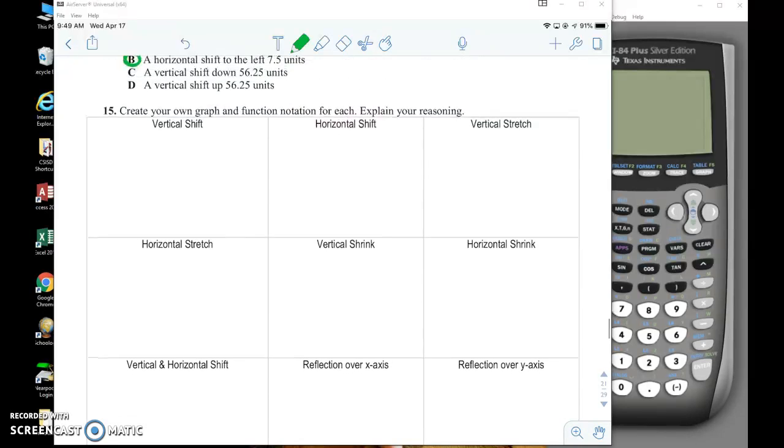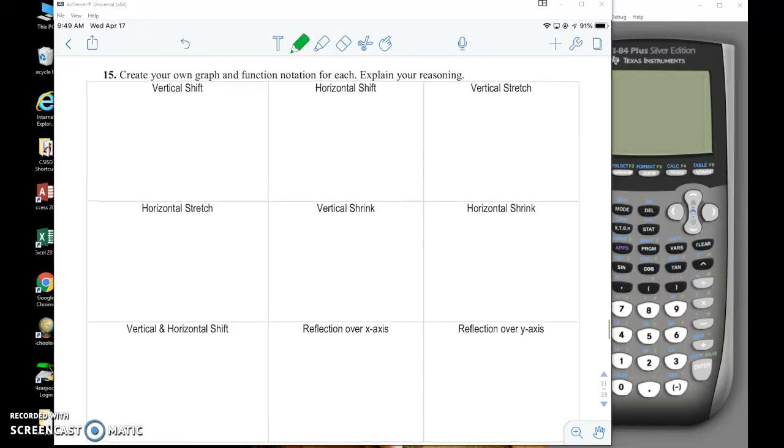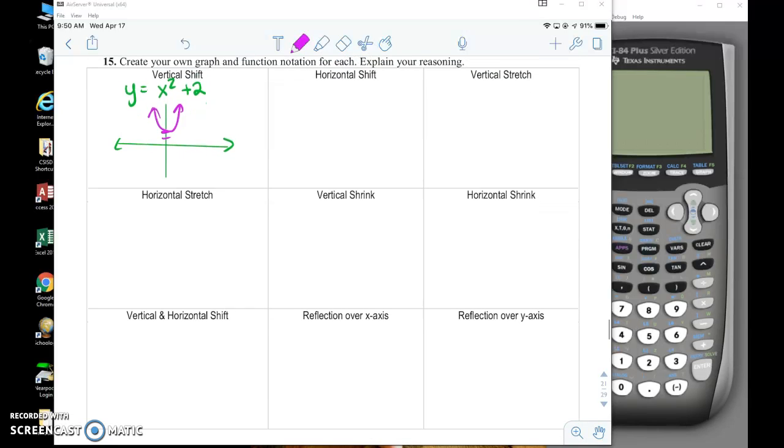Okay, the last part of this assignment, guys, number 15, everyone's answers are going to look slightly different. I do expect this to be finished when you turn this in tomorrow. It says create your own graph and function notation for each and explain your reasoning. So vertical shift, for example, you could say y equals x squared plus 2. If I sketch a graph, a vertical shift would shift my graph up 2 places. Okay, so I want you to do that for each of the following.